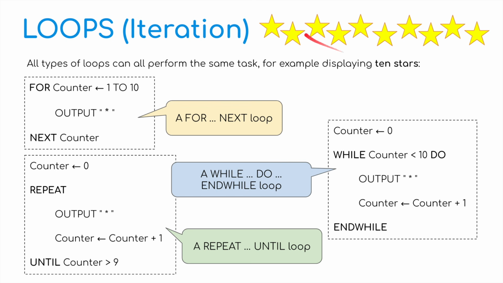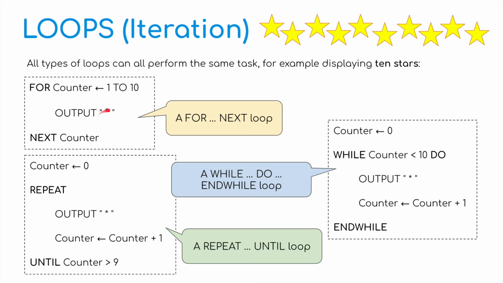Okay, for this one, we're going to be using all 3 of the programs, the for loop, the while loop, and the repeat loop. Each of these 3 programs needs to display these 10 stars. So we assign 1 to 10 to our value counter, and then within the loop, because it's indented, look, output star, and then next counter.